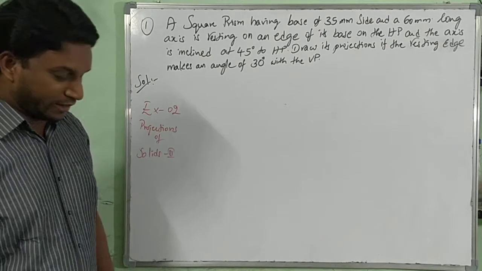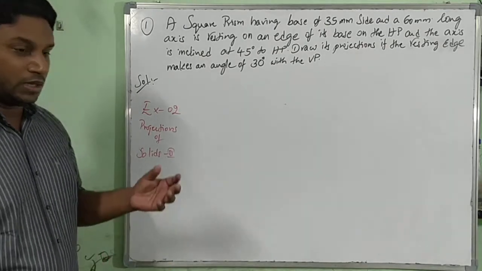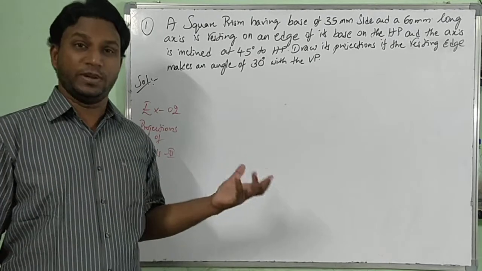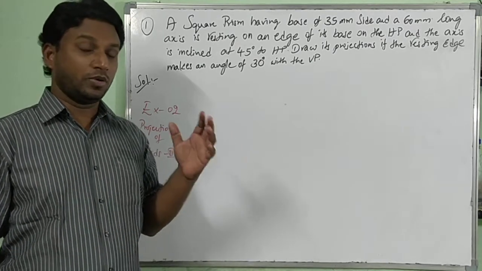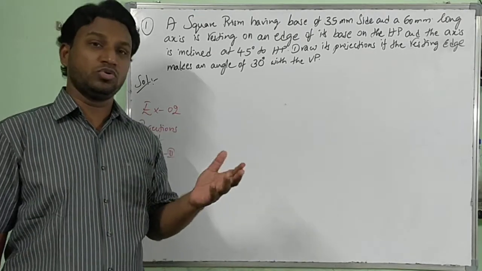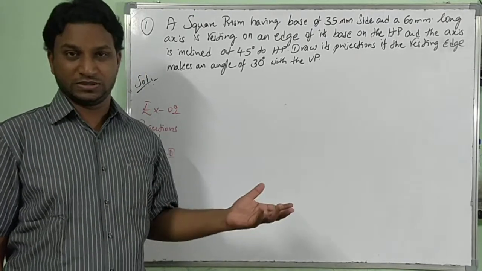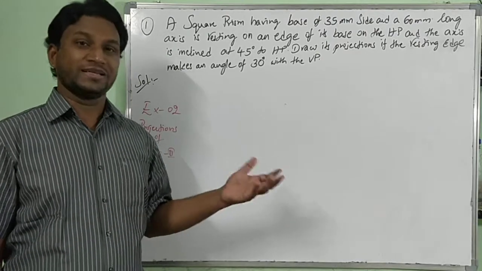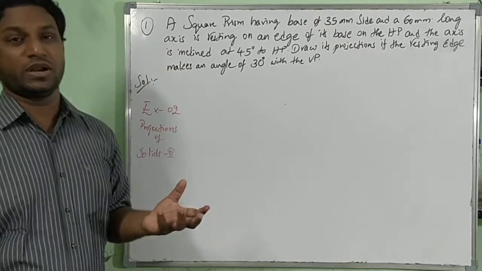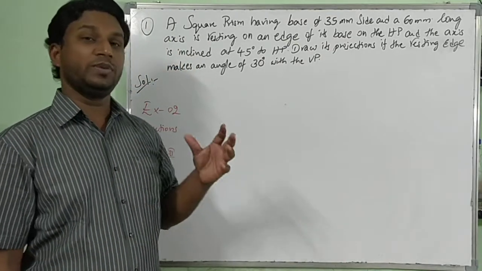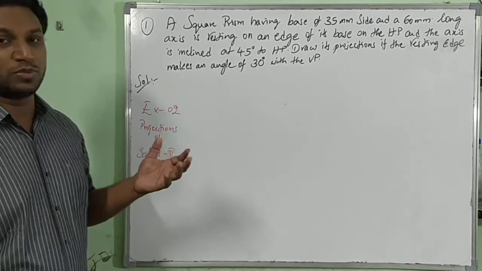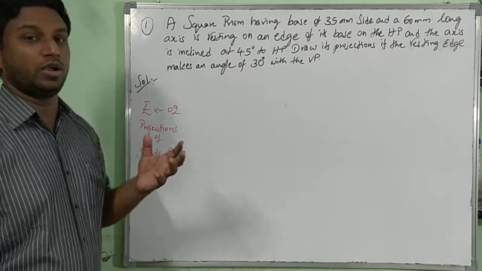Now in this case we are dealing with objects inclined to both the planes. I'm not particularly specifying whether it is with respect to axis or edges. With respect to axis or edges, the object will be inclined to both the horizontal plane and the vertical plane. So we are supposed to solve the problem by drawing its projections.